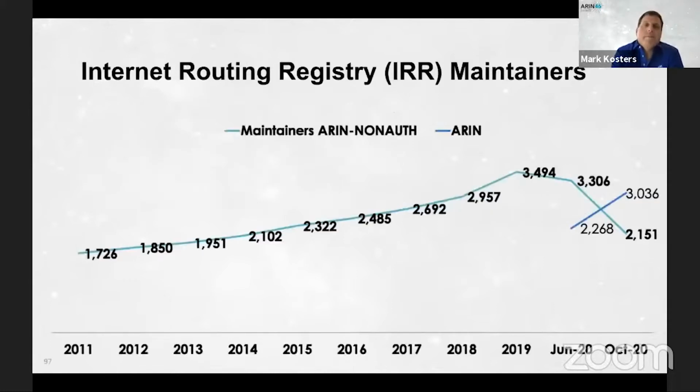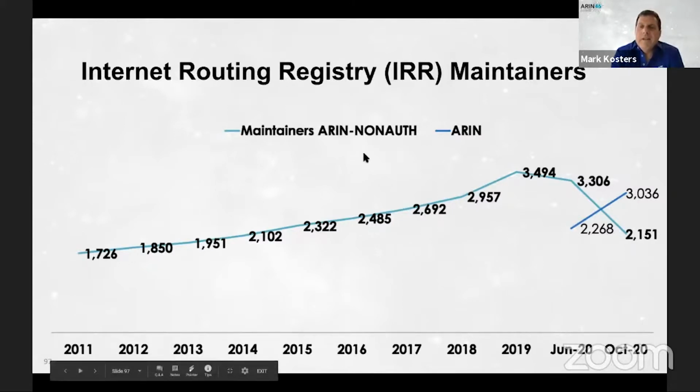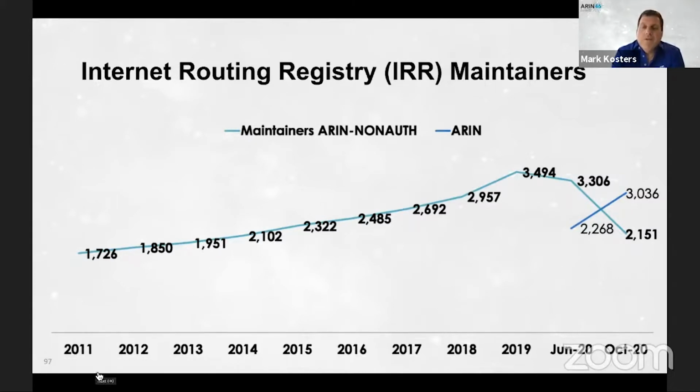Next slide, please. And here's where things start getting interesting. As you can see here, you have this sort of blue-green line, which is the old IRR, the ARIN non-authenticated IRR. And then you have the darker blue line that is the authenticated IRR. And as you can tell, the maintainers that transitioned were available on the old IRR, there were 2,268, and it graduated by 800 to a little over 3,000. And of course, there was a corresponding drop within the legacy or old IRR.